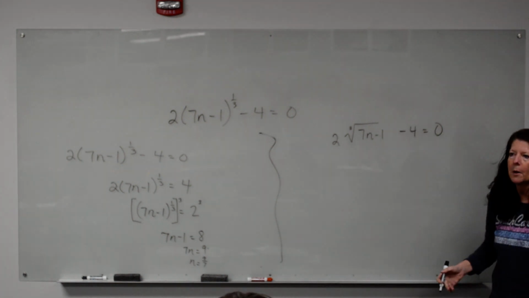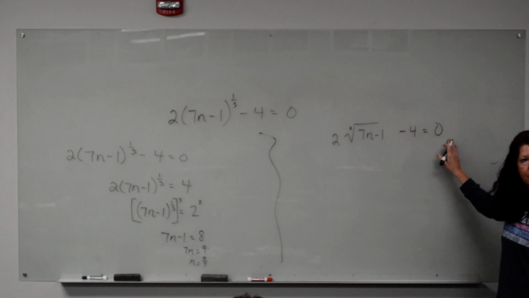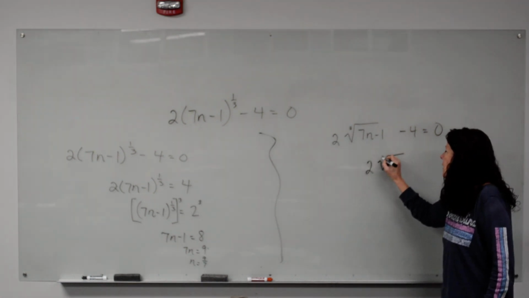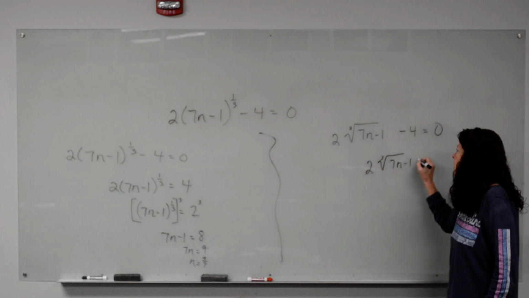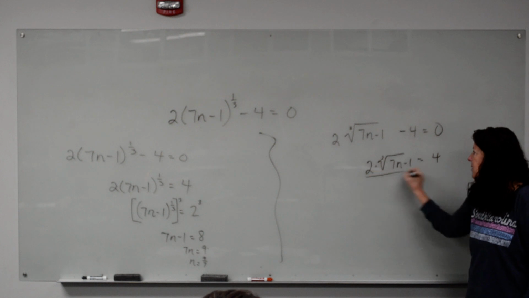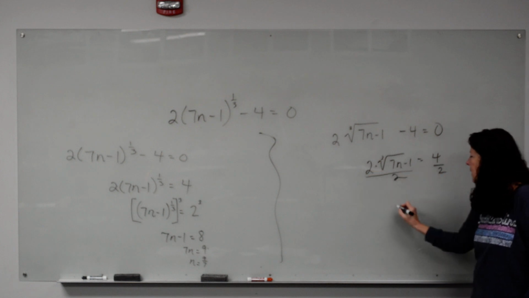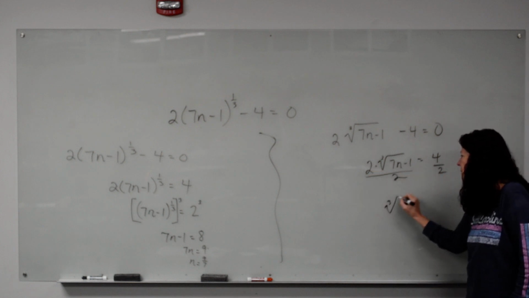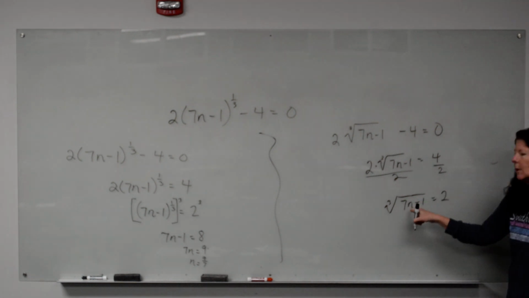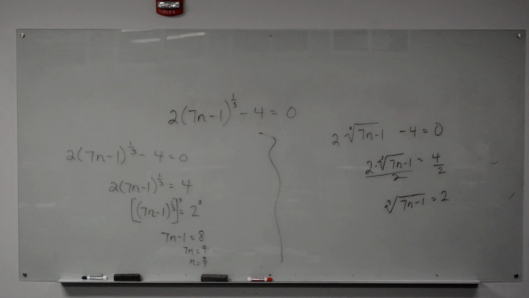Now I'm back doing those problems. I'm going to take 4 to the other side, so I have 2 times the cube root of 7n minus 1 on one side equal to 4. Then I'm going to divide by the 2. So I have the cube root of 7n minus 1 equals 2. How do I get rid of a cube root? I cube it. So I cube both sides.